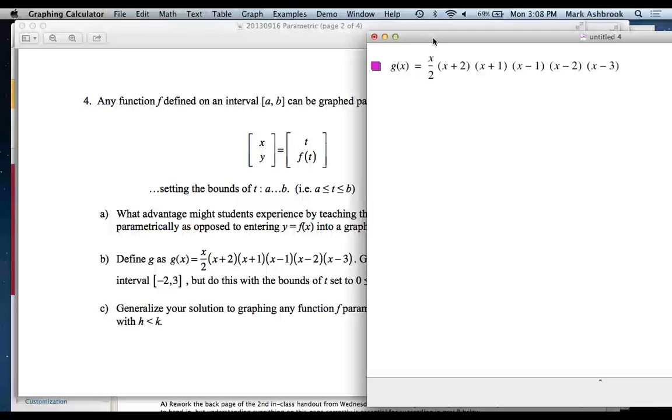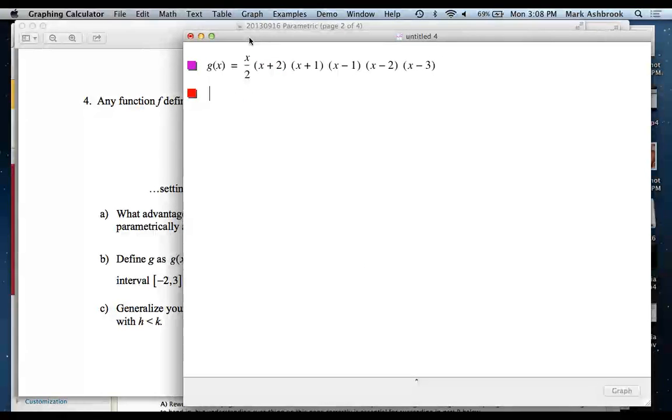Okay. There, I entered it, and I clicked on the graph button. What's wrong? You need to set y. Put y equals g of x. Okay, so you did the next step also. Yes, but it didn't do anything for me.